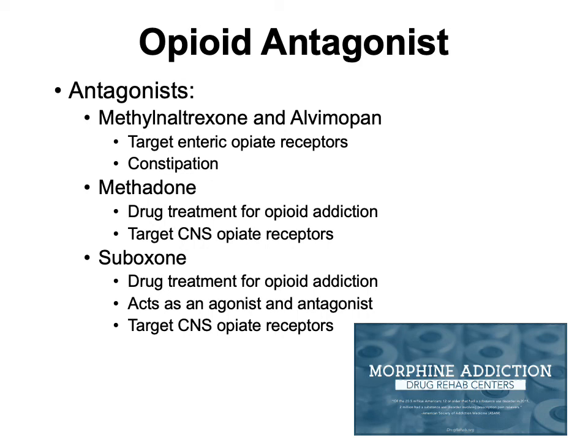Then you have methadone, which is used as a drug treatment for opioid addiction as a step-down treatment, and it'll target the CNS opiate receptors. And then you have the Suboxone, which is also a drug treatment for opioid addiction, but it acts as an antagonist and an agonist. So it gives the patient both sensations to help ease their withdrawal symptoms from the addiction. And it'll also target central nervous system opiate receptors.